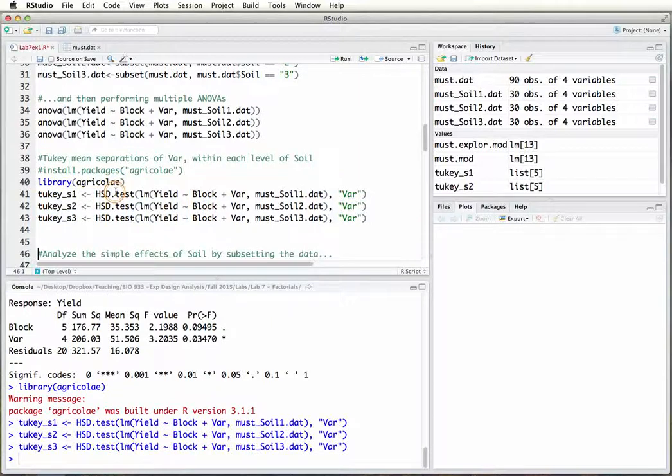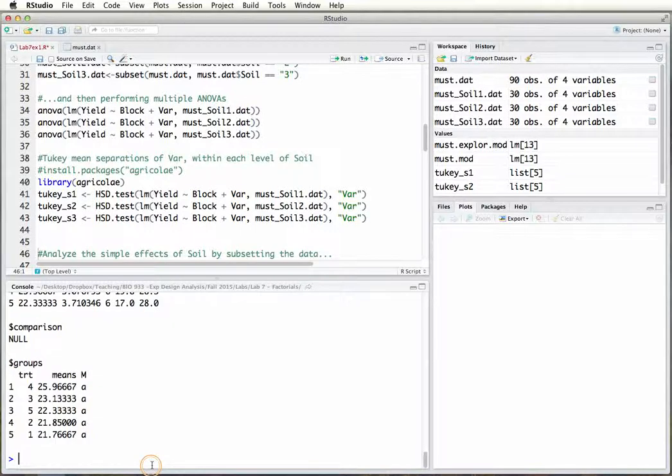and now I can run my 3 different Tukey tests if I want to see any one of those. So let's look at Tukey, whoops, don't want to type it there, I want to type it down here. Let's look at Tukey soil 1, and there we have it. And what we're seeing is that there are indeed no differences among varieties. That's what we saw on the original F test. I could look at Tukey soil 2, I see no differences again, but when I look at Tukey soil 3, suddenly differences appear. So these are the simple effects of variety at each level of soil.